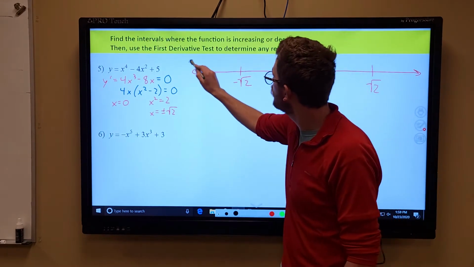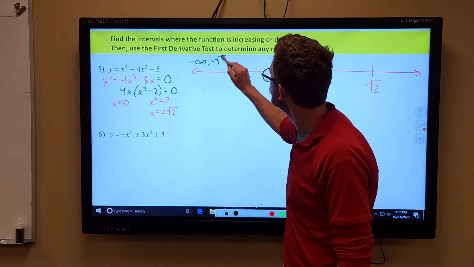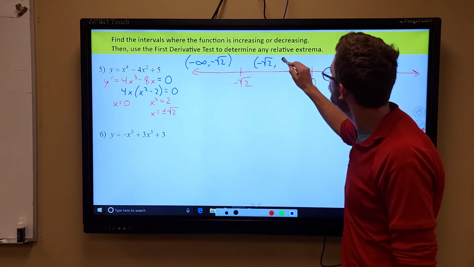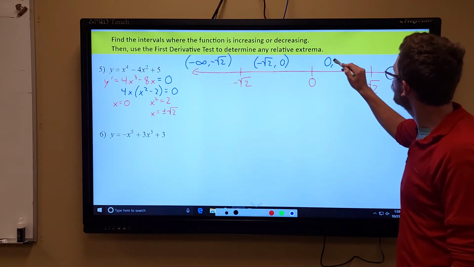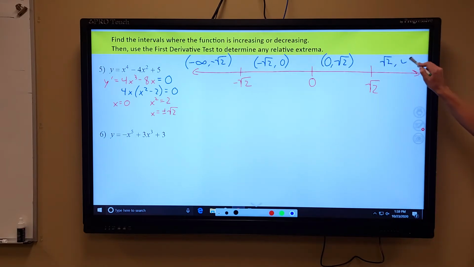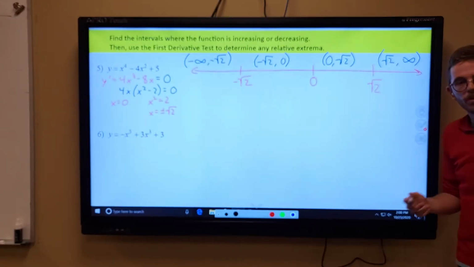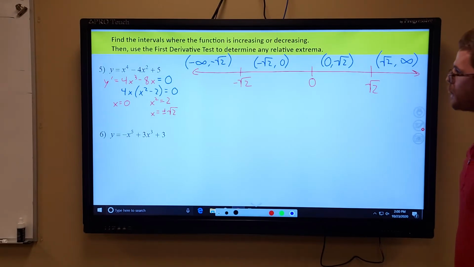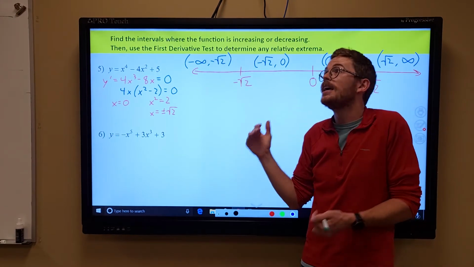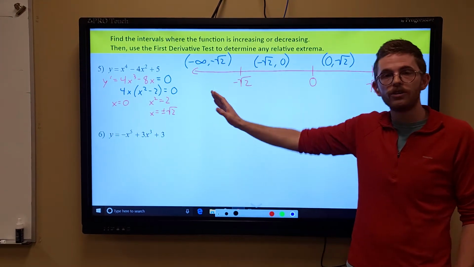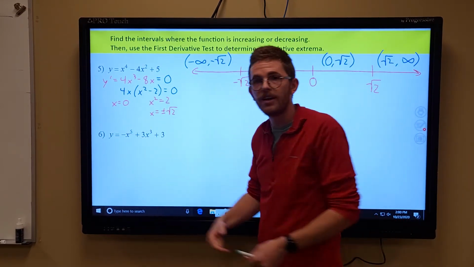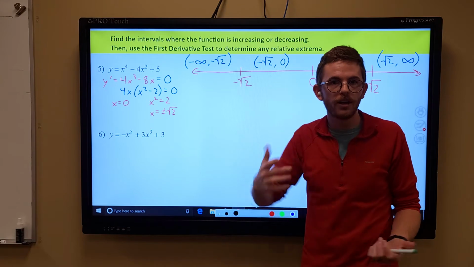All right, so this first interval would be from negative infinity to the negative square root of 2. Then we have the negative square root of 2 to 0. Then we have 0 to the positive square root of 2. And then we have positive square root of 2 to infinity. We have a lot of places to look. Starting way down here, we're thinking, is our original function going to be increasing or decreasing right here? And we determine that by looking at the derivative and seeing, is the derivative positive or negative?